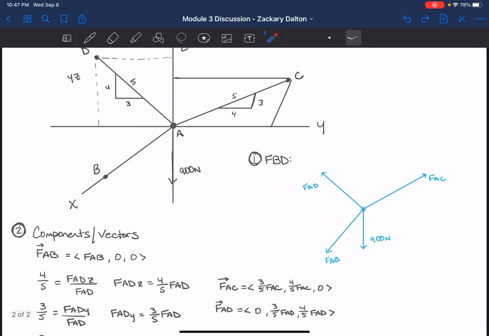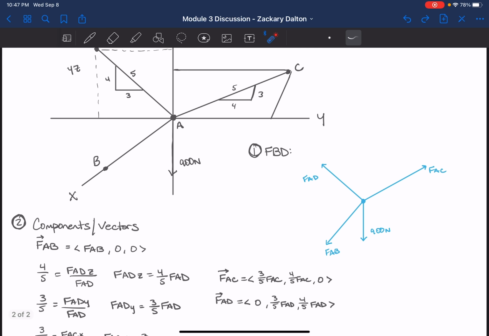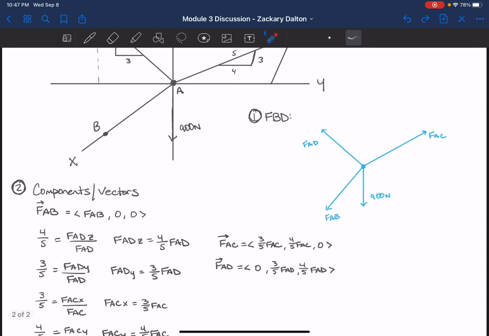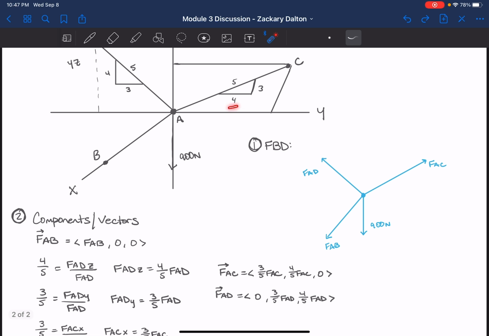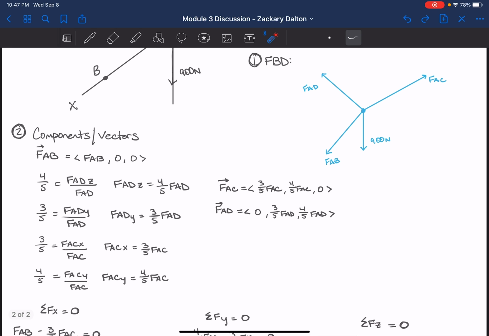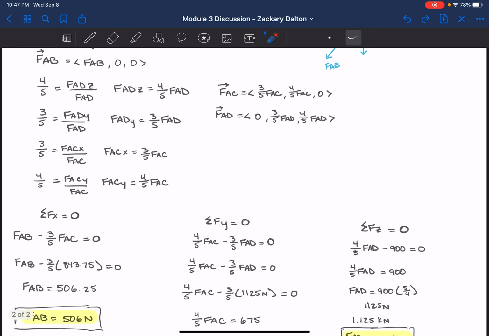And so we could then say that 3/5 here is your FAC in the x direction over your FAC, and that gives you your x component. And we could then say as well that 4/5 is associated with FAC in the y direction, and it gives you your y component. So once you find all of these different components, you can then create your vectors as shown right here. And once you have all your vectors that you need, you can then go into the next step, which is summing up all your forces in the x, y, and the z direction.